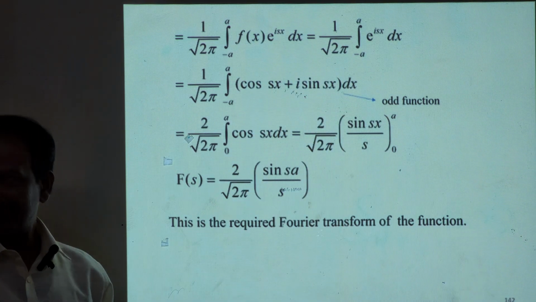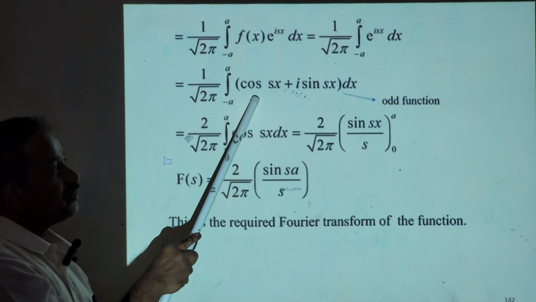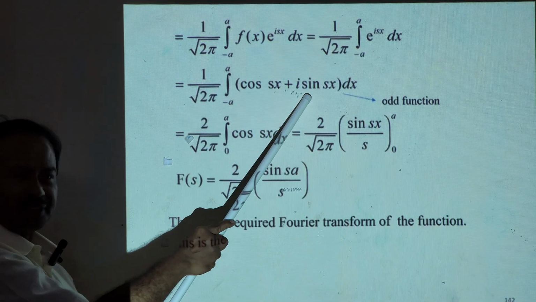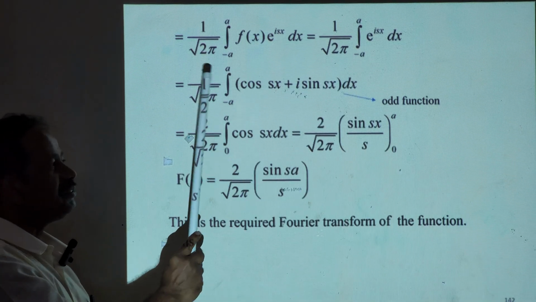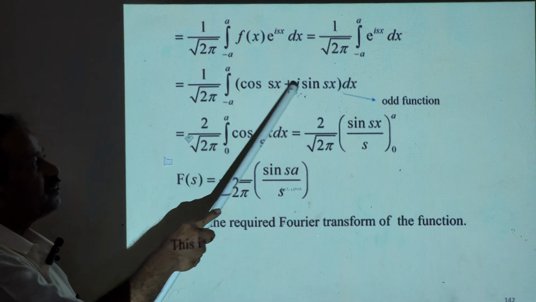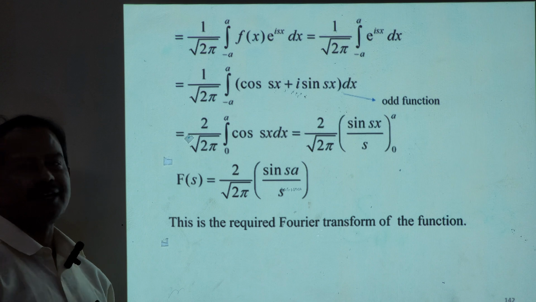Easy to integrate, separately you can integrate. But this is an even function, and this is an odd function. Sine is an odd function, and this is an even function. For the odd function, integrated from minus a to plus a, the answer is 0. So this term will not appear.